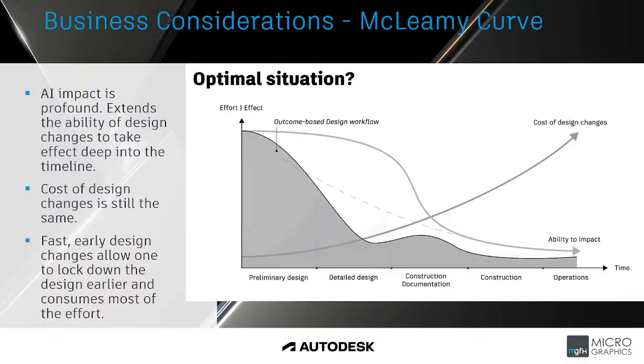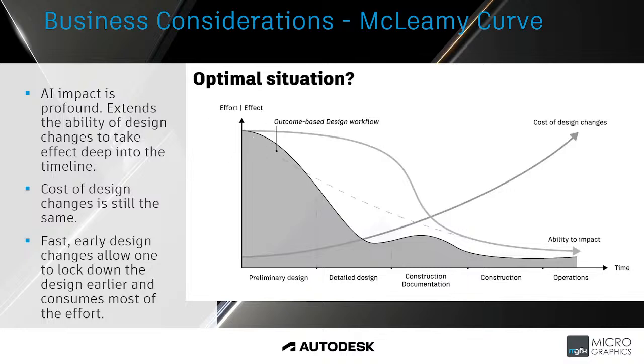Firstly, the curves of the ability to impact and the cost of design changes, they stay the same. It's still a curve that slopes up for the cost of design changes and a curve that slopes down for the ability to impact. So, this is the first thing to notice. This is the big change, one of the big changes.